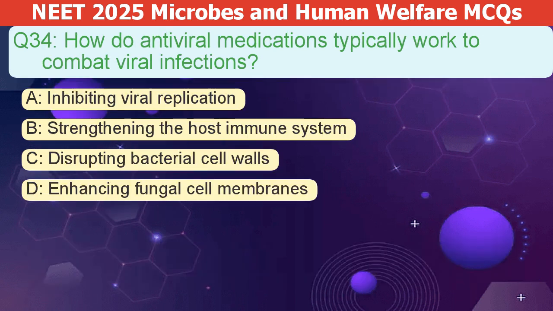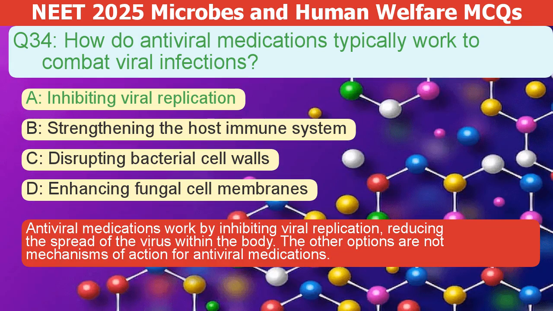How do antiviral medications typically work to combat viral infections? A. Inhibiting viral replication. B. Strengthening the host immune system. C. Disrupting bacterial cell walls. D. Enhancing fungal cell membranes. The correct answer is A. Antiviral medications work by inhibiting viral replication, reducing the spread of the virus within the body. The other options are not mechanisms of action for antiviral medications.